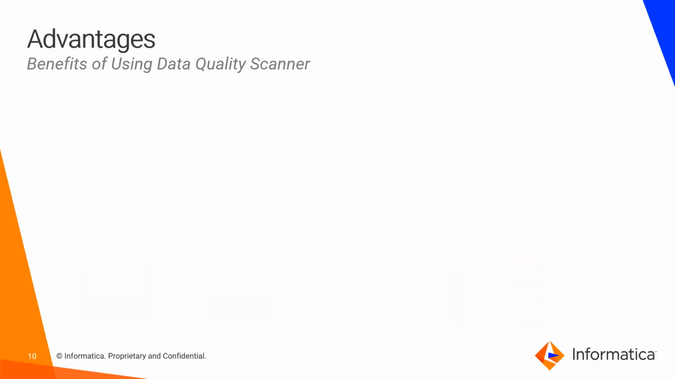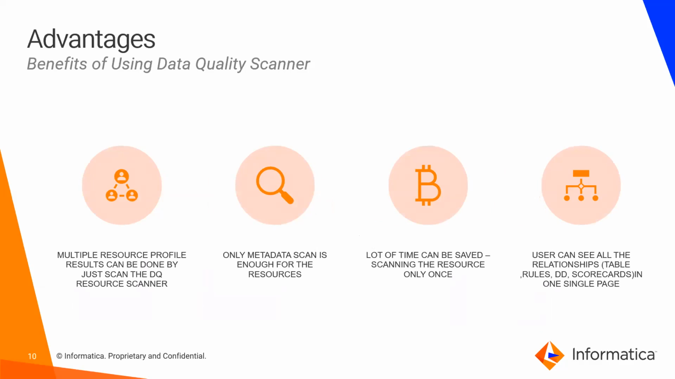So that is the DQ scanner extracting the profile results. The next would be the advantages. What would be the benefits when you are running a data quality scanner in Enterprise Data Catalog? This is the core scanner which is available in EDC. First, when you have multiple resource profile results available in IDQ, you can run only one DQ scanner so that it gets associated to the schemas or the tables which are selected during the scanning time.